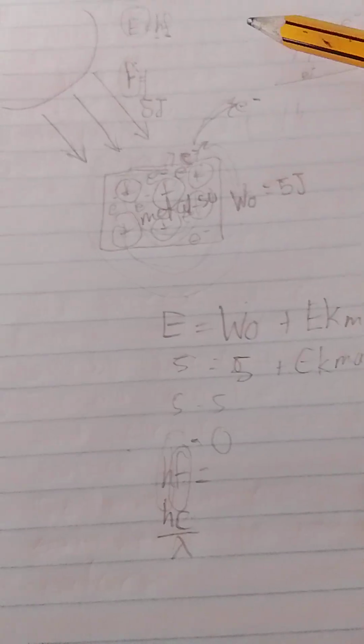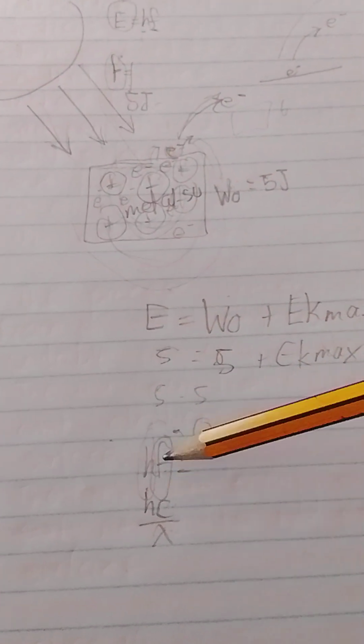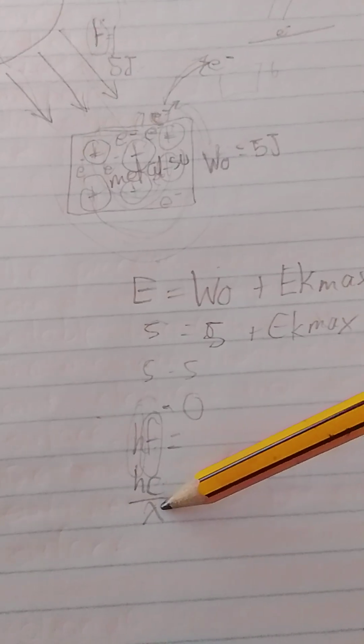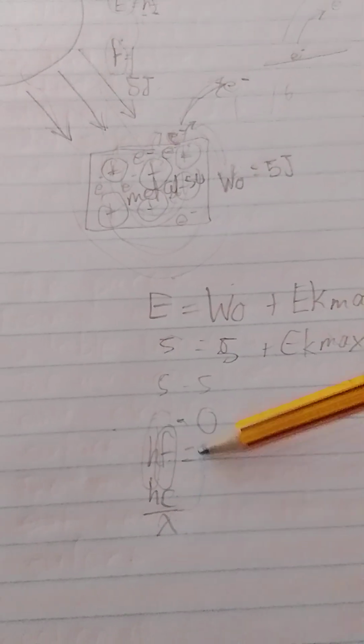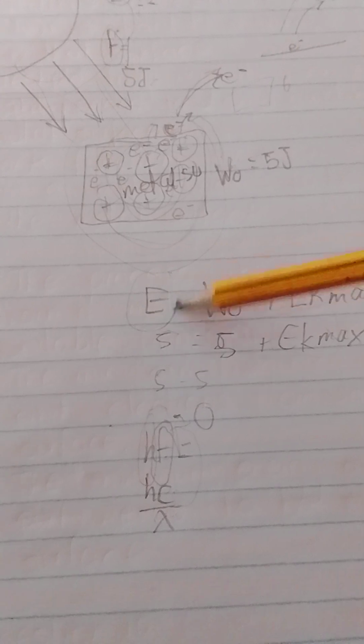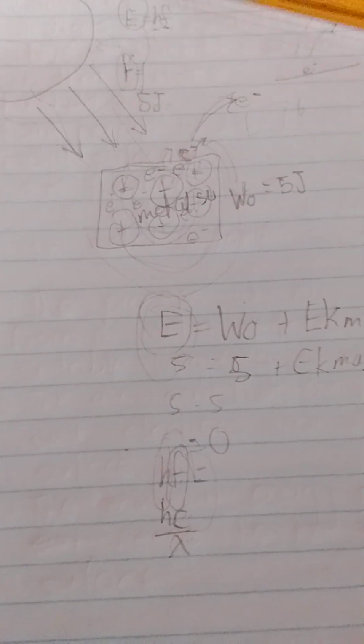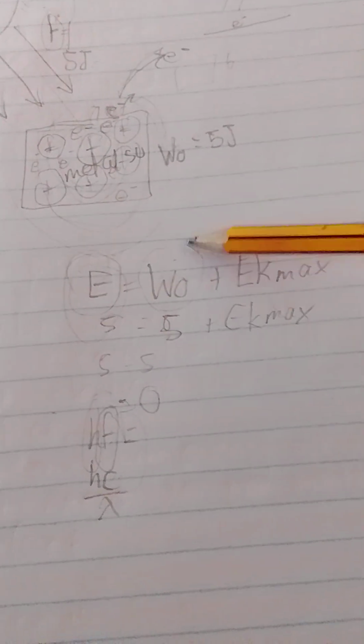Since both of these are equal to energy, if you're given the frequency of the light, you can find the wavelength. Or if you're given the wavelength, you can find the frequency. Or you can use either one to find the energy of the light. Always know that energy is associated with the light. Then we have the work function. The work function has its own equations.